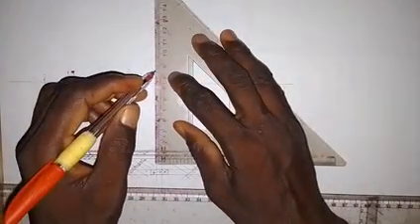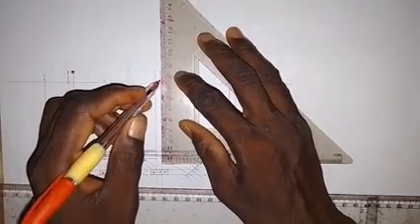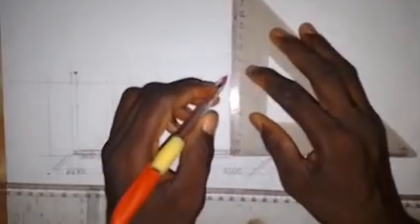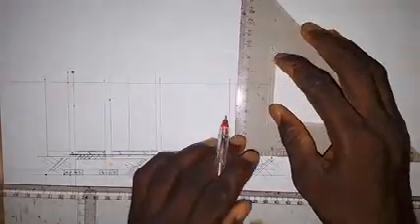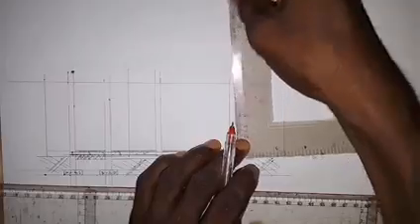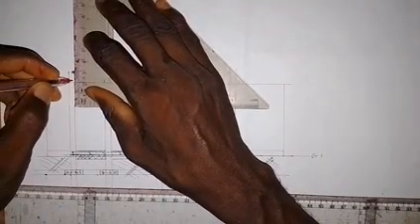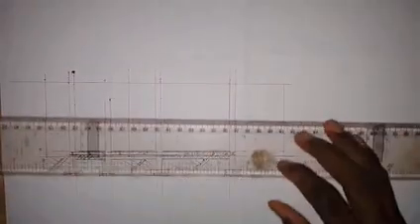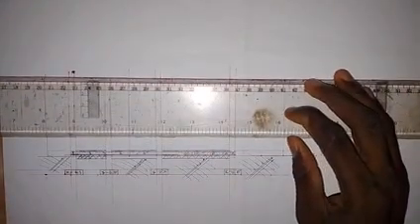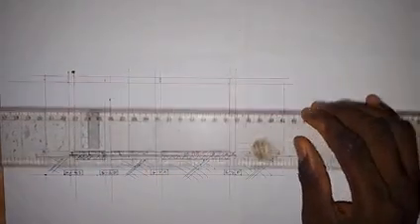Alright, so I will also take that as 5 millimeters up here. So 5 millimeters up. So this is 5. So I'm going to draw a horizontal line.